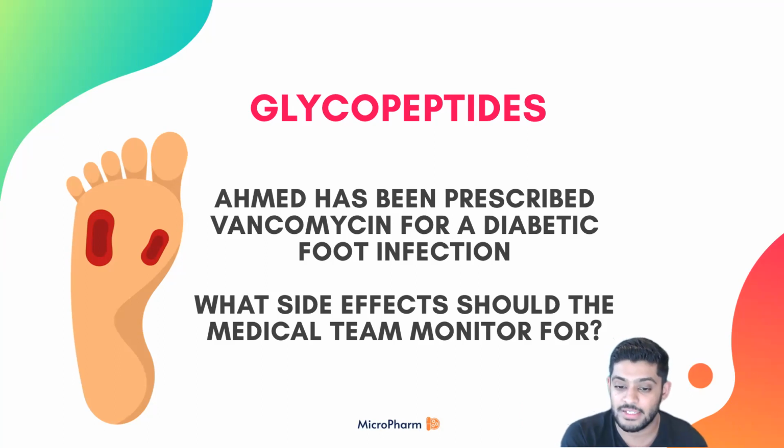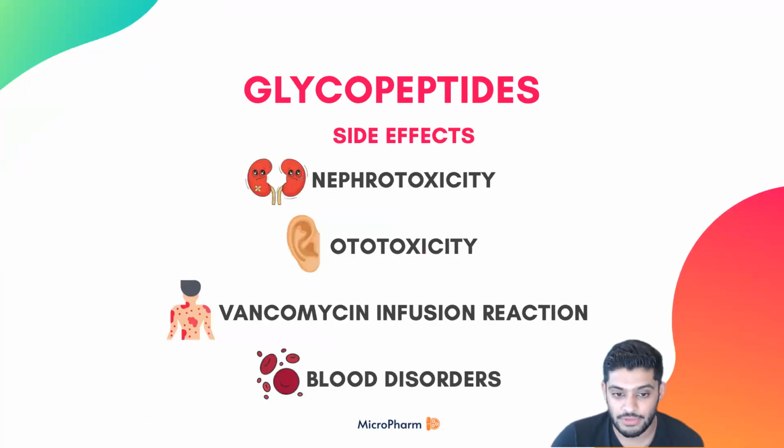It can also cause blood disorders, so it's very important to monitor a patient's blood counts. It can cause thrombocytopenia, so a drastic reduction in platelet counts as well. And what other side effects should we be monitoring for? Some we've already mentioned. Nephrotoxicity and ototoxicity as well, absolutely. So nephrotoxicity, ototoxicity, vancomycin infusion reaction, which is also red man syndrome, and blood disorders. It can drop platelet counts.